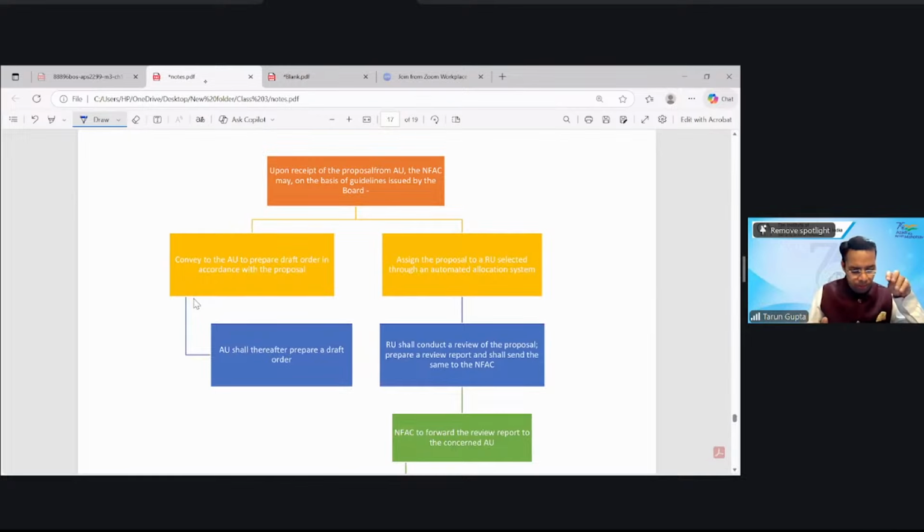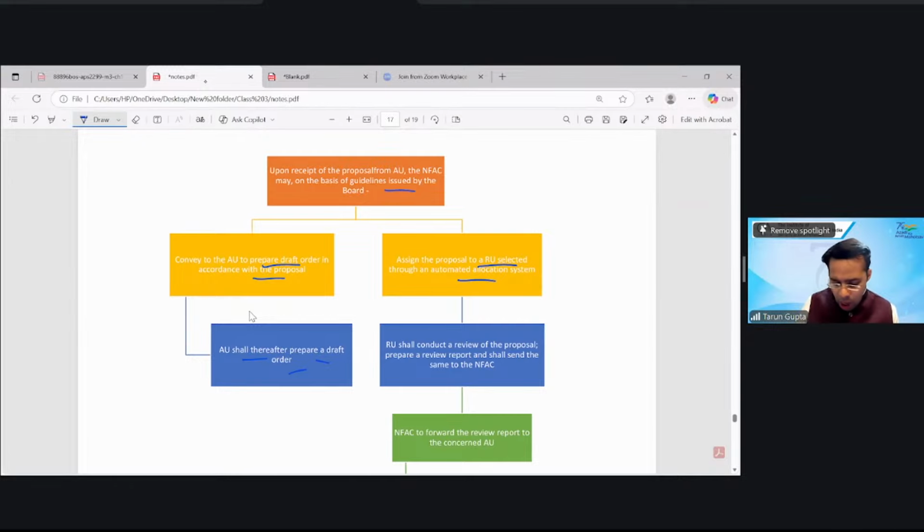Now what does the NFAC do? NFAC may either confirm to the AU that you pass the final assessment order on the basis of the proposal you made. Upon receipt of the proposal from the AU, the NFAC may, on the basis of guidelines issued by the board, convey to the AU to prepare the draft order in accordance with the proposal. The AU shall thereafter prepare the draft order. Or NFAC, if he feels so, may refer the case to the RU, the review unit. He may assign the proposal to the review unit, selected through the automated allocation system again.